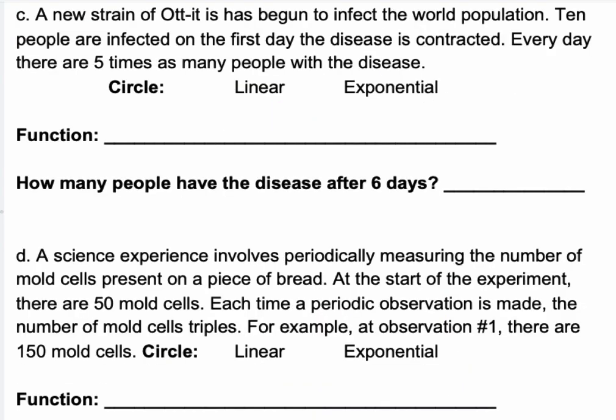All right, next two. A new strain of disease has begun to infect the world population. 10 people are infected on the first day the disease is contracted. Every day there are 5 times as many people with the disease. So our function is going to be y is equal to the starting amount 10 times 5 to the x power. Because every day it's going to be times 5, and then another times 5, and another. So it's going to grow bigger and bigger and bigger. So that makes it an exponential function.